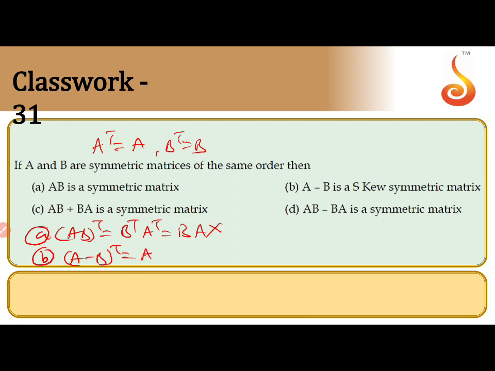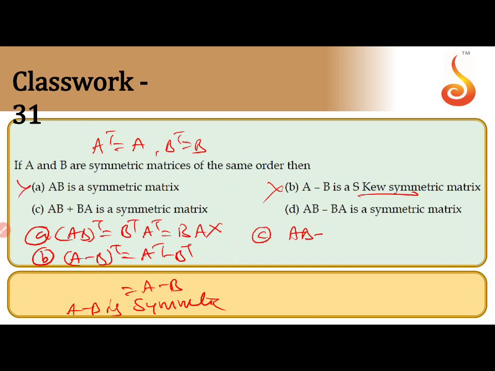Now the second one, (A minus B) whole transpose is A transpose minus B transpose, which is A minus B. That means A minus B is a symmetric matrix. But what is given? Skew symmetric. This is wrong. Now go to option C.